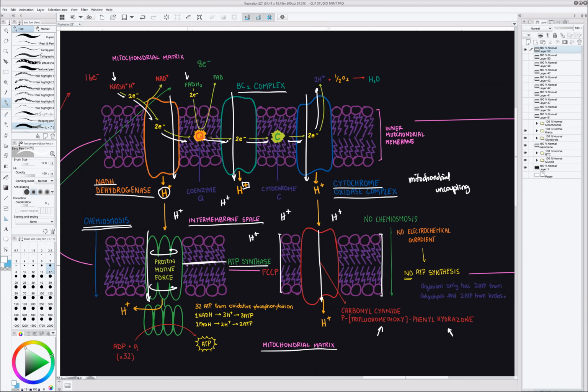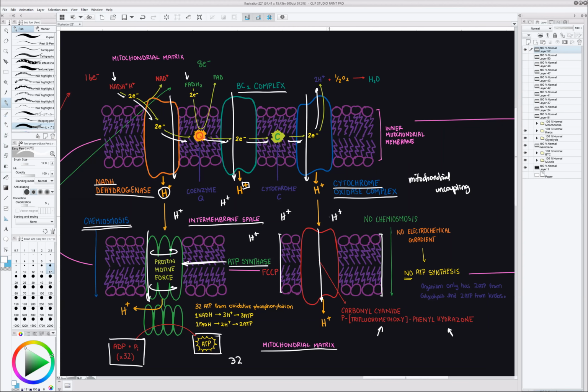And they're going to exert something known as proton motive force on this enzyme, essentially turning it and facilitating the oxidative phosphorylation of ADP and inorganic phosphate into ATP, which will result in a net yield of 32 ATP from the electron transport chain.